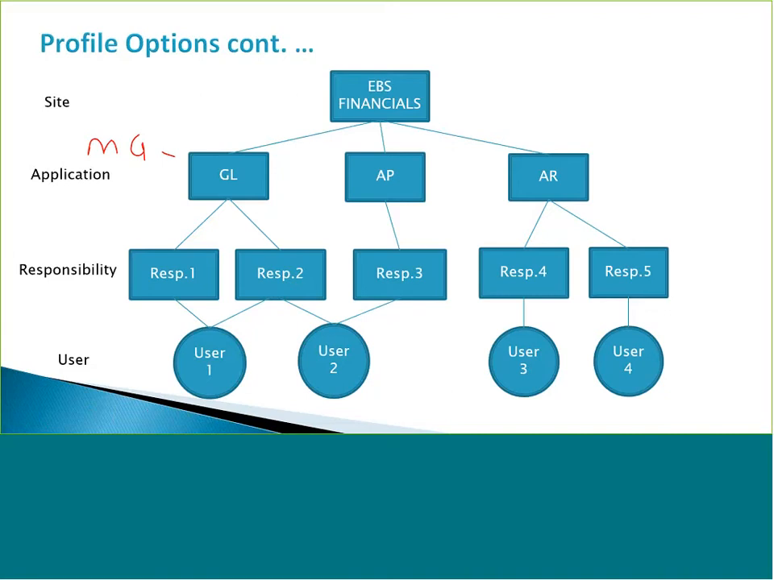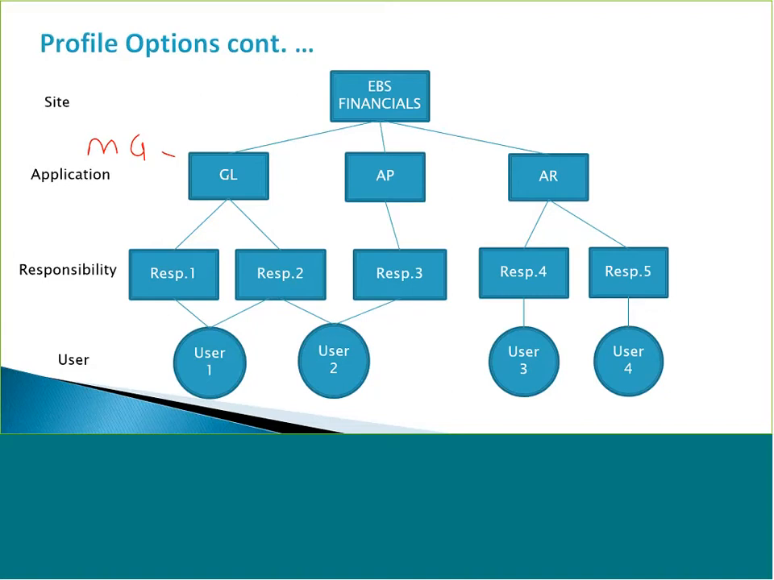If user 1 logs in as responsibility 1, nothing has been assigned at the user level, nothing has been assigned at the responsibility level. At the GL level, he'll be able to see the Mascani ledger. If user 1 also logs in and takes responsibility 2, at the user level, nothing has been assigned. At the responsibility level, nothing has been assigned. He'll also be able to see it at the application level. So he'll still be able to access that ledger.